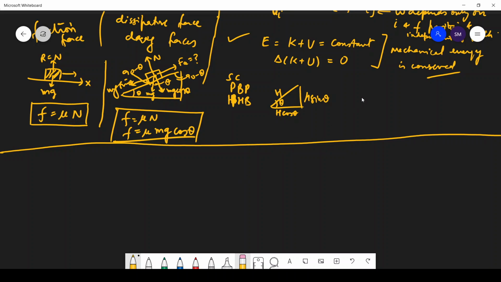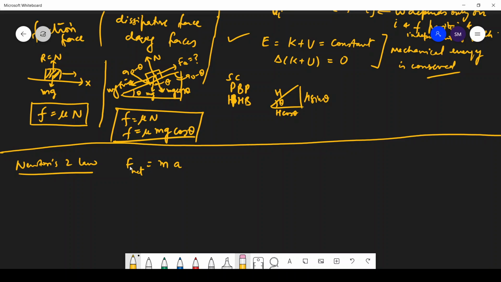And another important concept is Newton's second law, which is all the forces acting on the particle is responsible for its acceleration. So F net is equal to ma. So this is what?